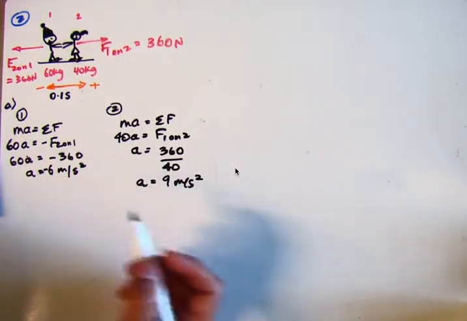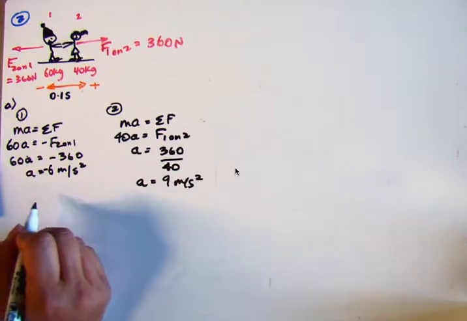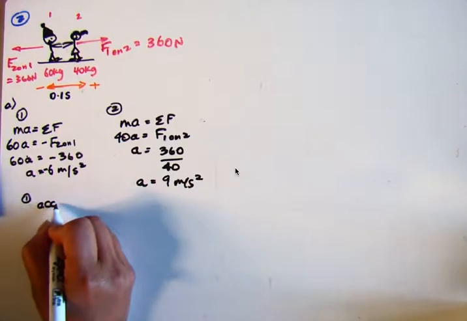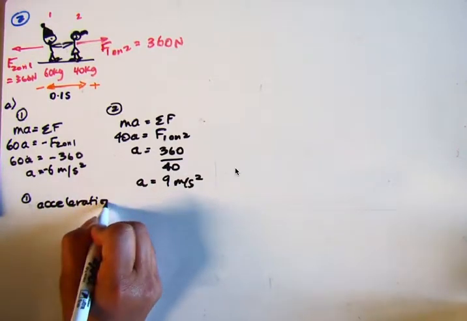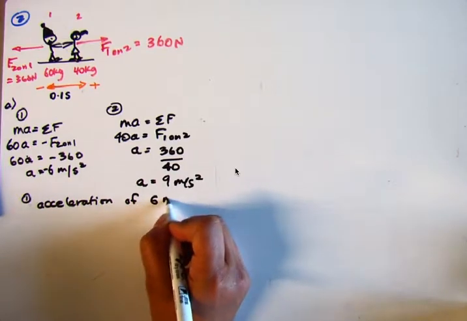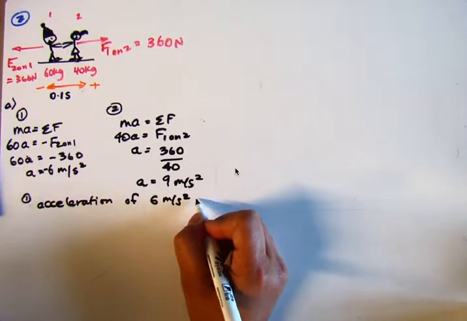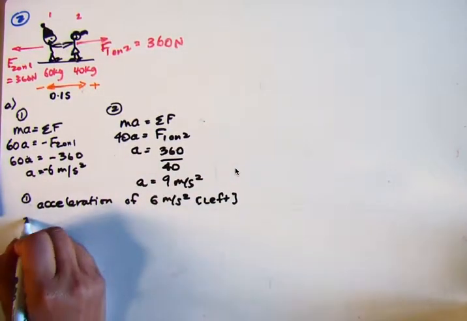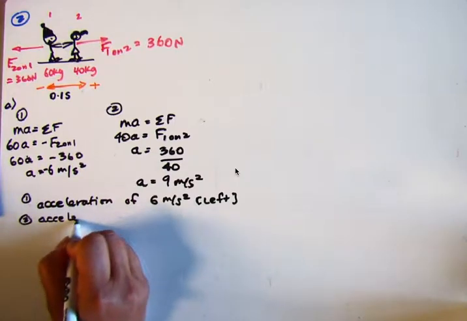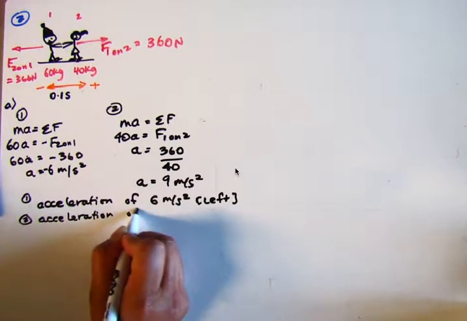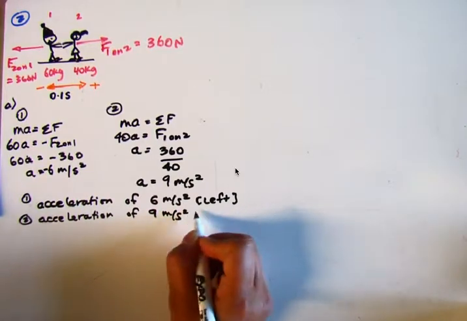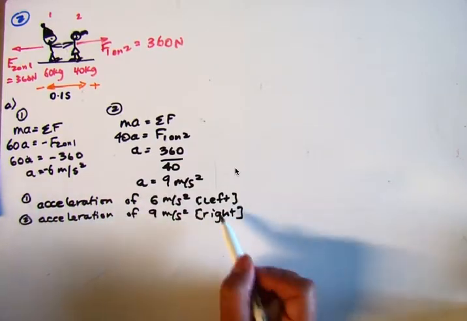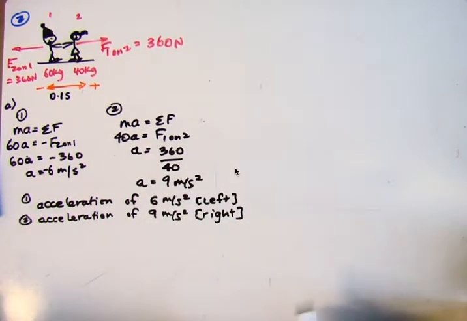It doesn't mean you did the question wrong. It just means you chose a different sign convention. The negatives actually aren't as important to me. I would say that for girl 1, she had an acceleration of 6 meters per second squared to the left. And the way I've drawn it, that makes sense. For girl 2, her acceleration is 9 meters per second squared to the right. In my statement, I've replaced the plus and minus with actual directions that make more sense.